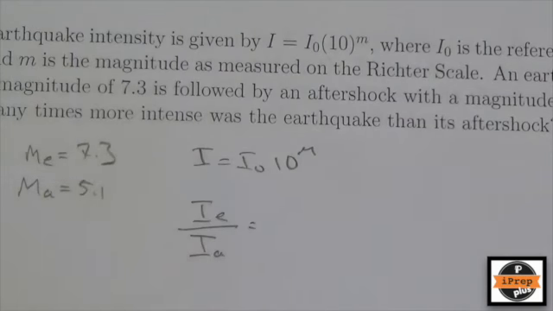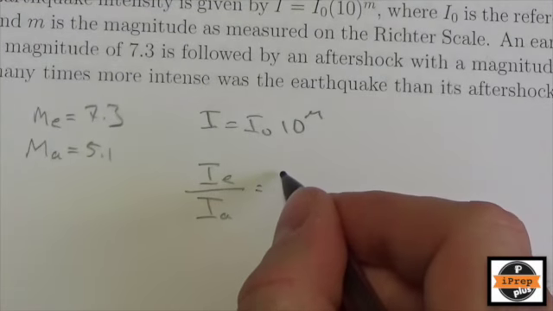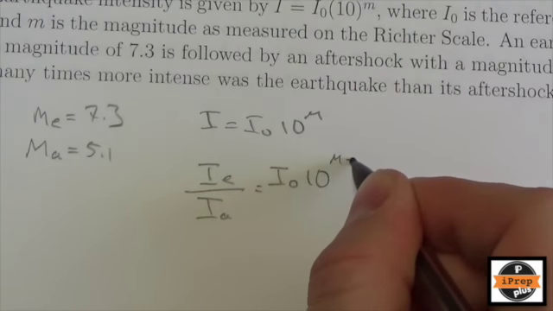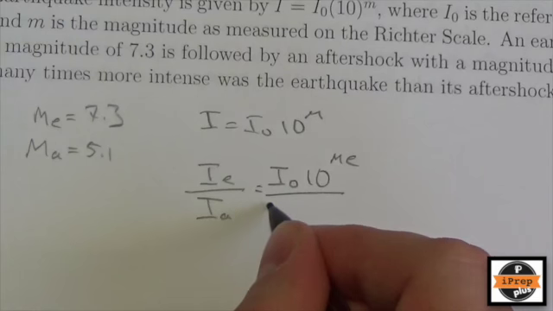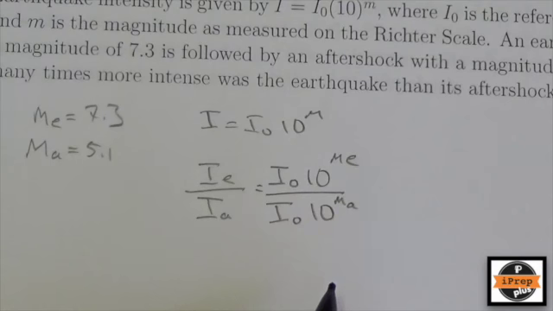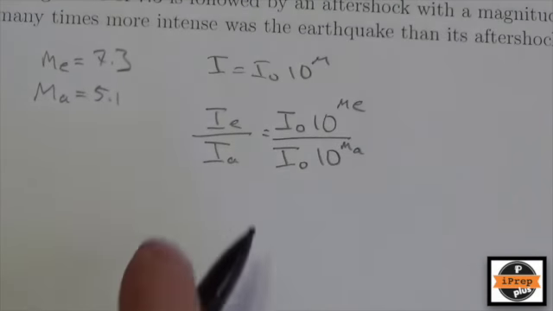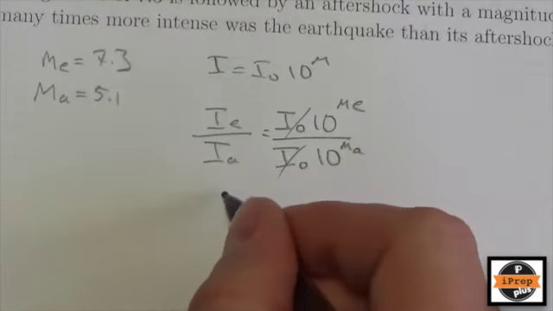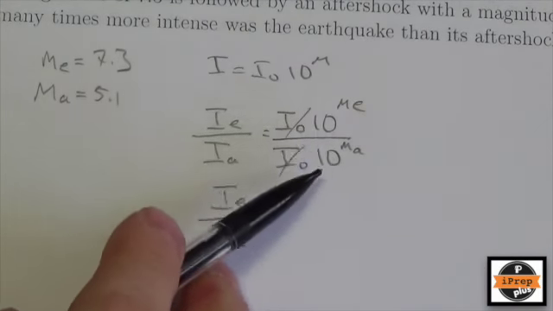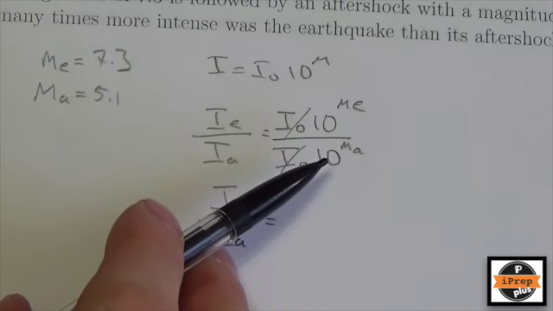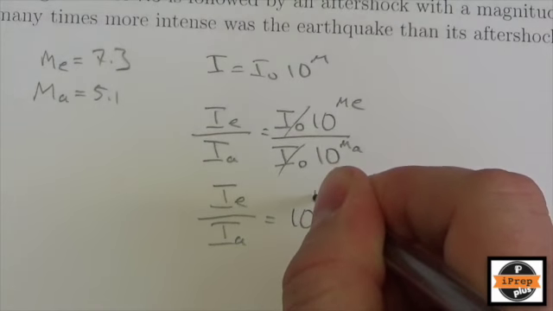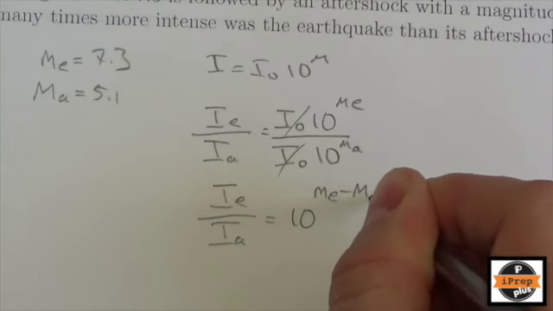Now we're going to use this equation as a model here. So in the numerator, I've got the reference intensity times 10 to the magnitude of the earthquake, over the reference intensity times 10 to the magnitude of the aftershock. Now the reference intensities are going to cancel. So this ratio is going to be equal to the quotient of those two. But when we're dividing powers with the same base, we just subtract exponents. So this will be 10 to the m e minus m a.